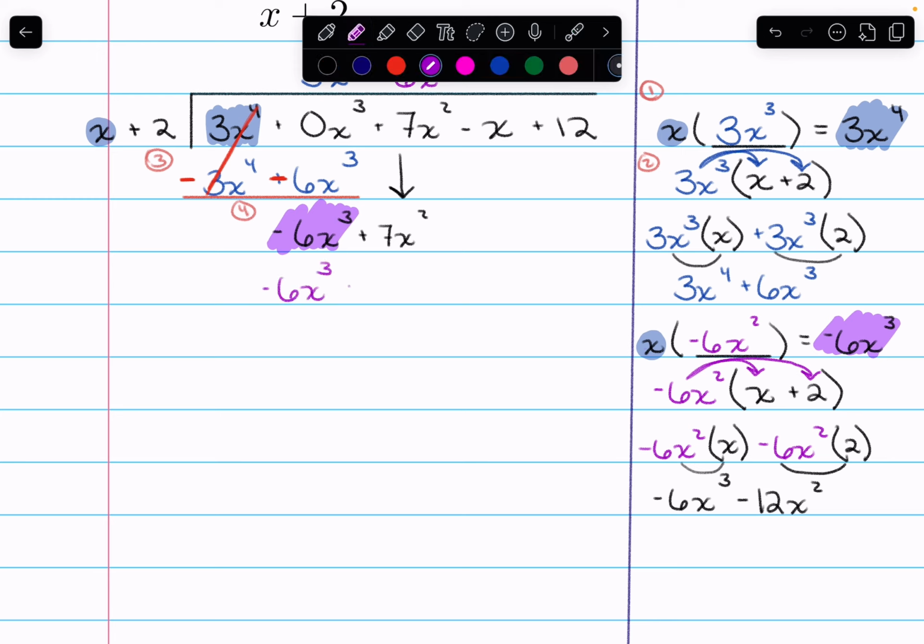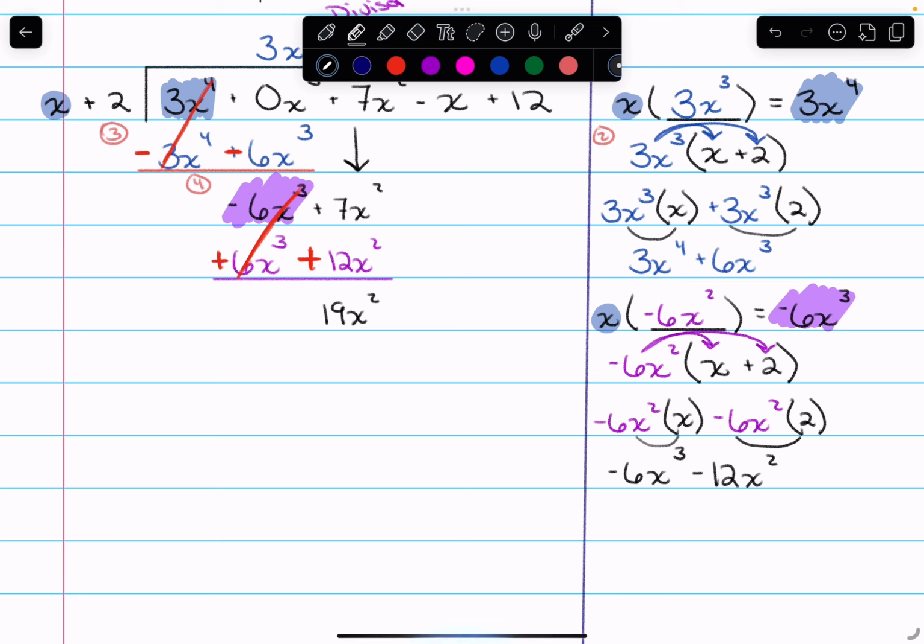Change your signs. So writing it is part of step 3, and changing the signs is part of step 3. So this negative is going to become a positive, and this negative is going to become a positive. Step 4 is collect your like terms, simplify, and pull down your next term. So I'm going to look at this and go negative 6x cubed plus 6x cubed is 0. That's what we want to happen. It goes away. And then we have 7 plus 12 becomes 19x squared. Pull down my next term, minus x. That's the end of step 4.